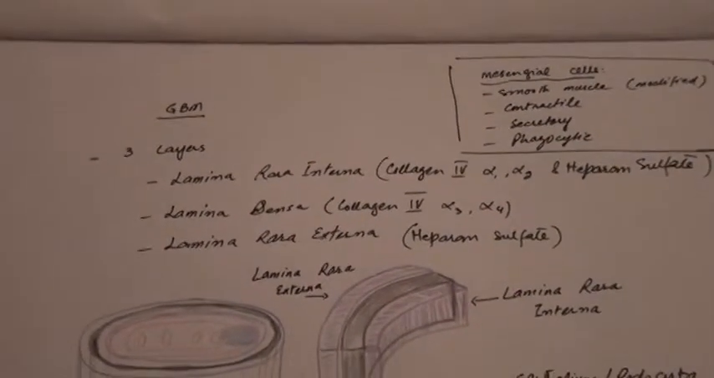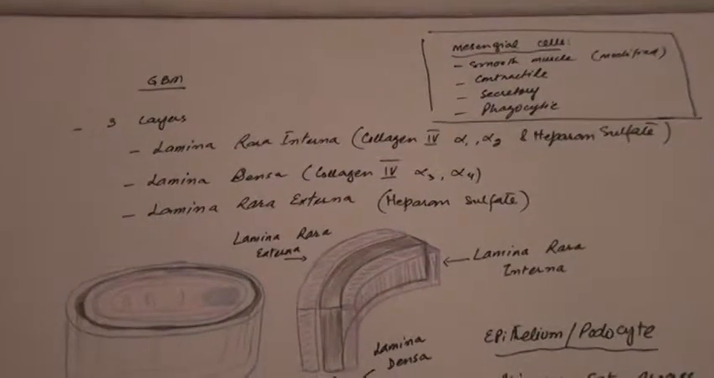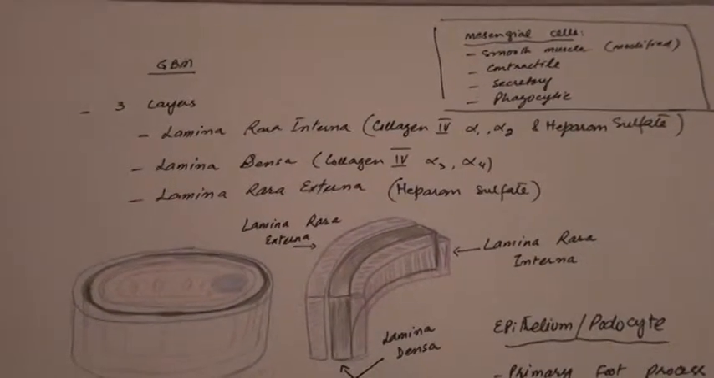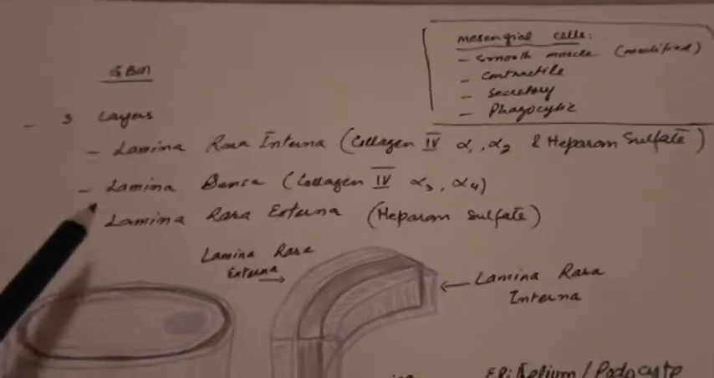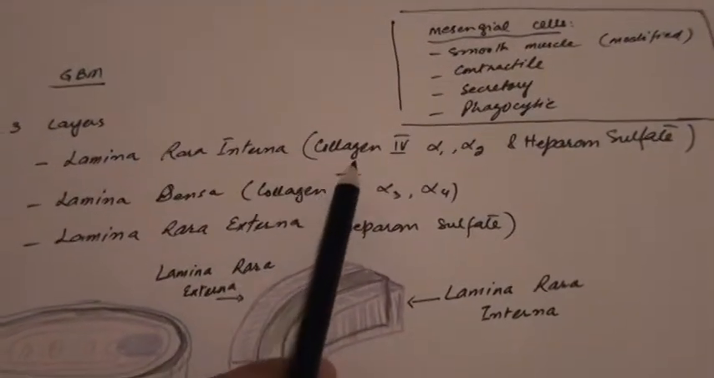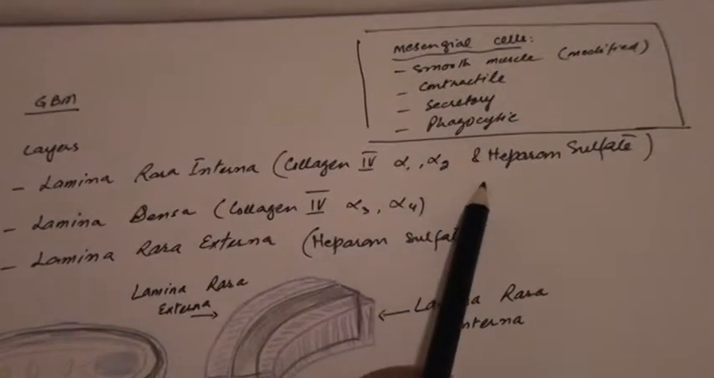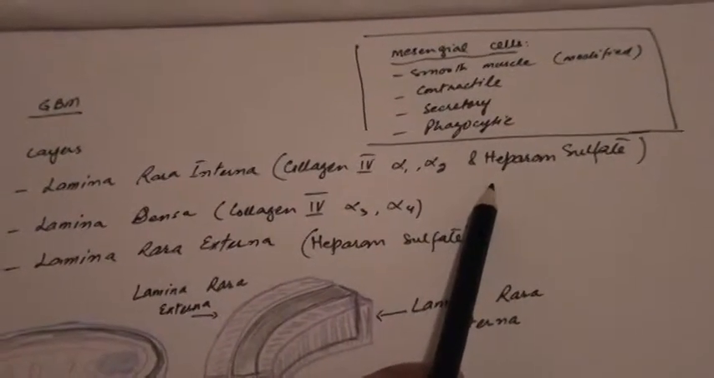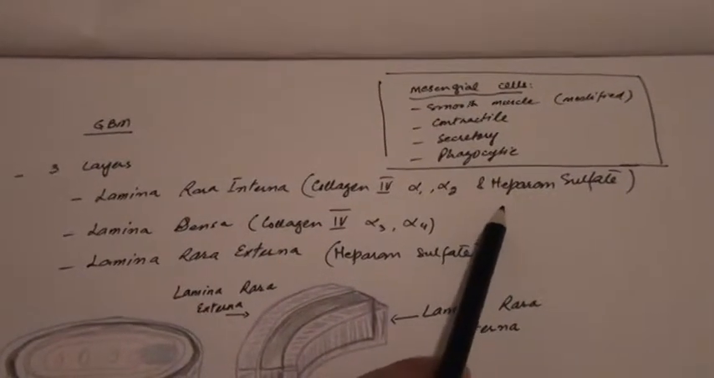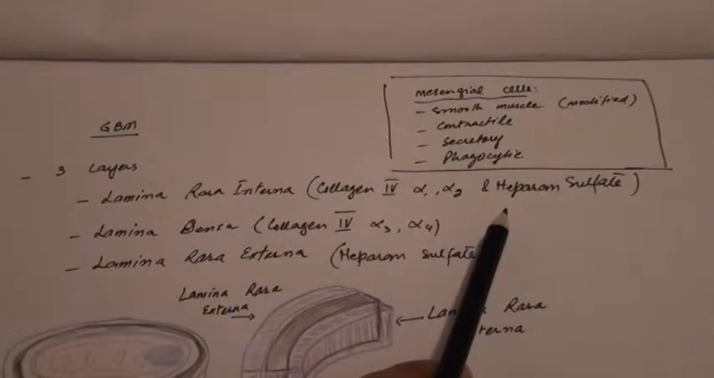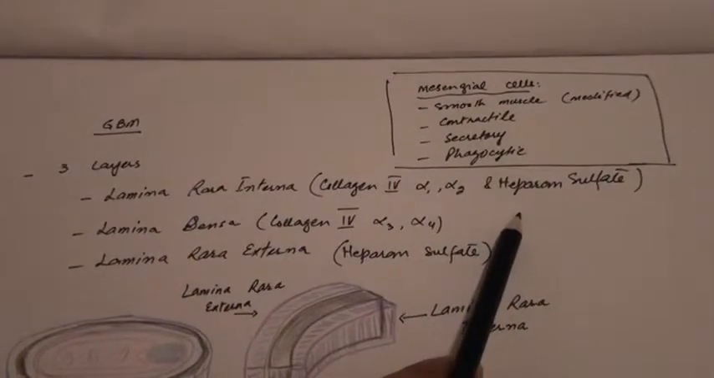The important thing for a medical student and a doctor is to understand the composition of this basement membrane. First of all, lamina rara interna has collagen 4 in it, which is made up of alpha 1 and alpha 2 chains, and heparan sulfate. If you remember our previous lectures, heparan sulfate is glucosamine with the hyaluronic acid, and that would impart the negative charge to this.